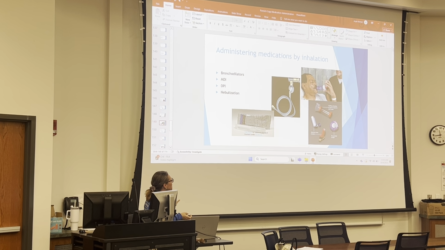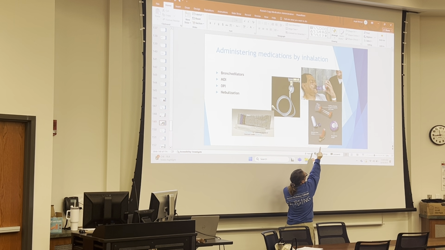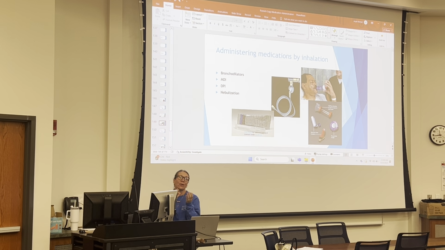So we have a thing called a spacer, and that holds the medication in there for them until they breathe it in. So this will snap into one side of the spacer, they'll squeeze and activate the medication, and it just sits in there until they breathe it in, however many times it takes. Okay, so they'll get the medication.